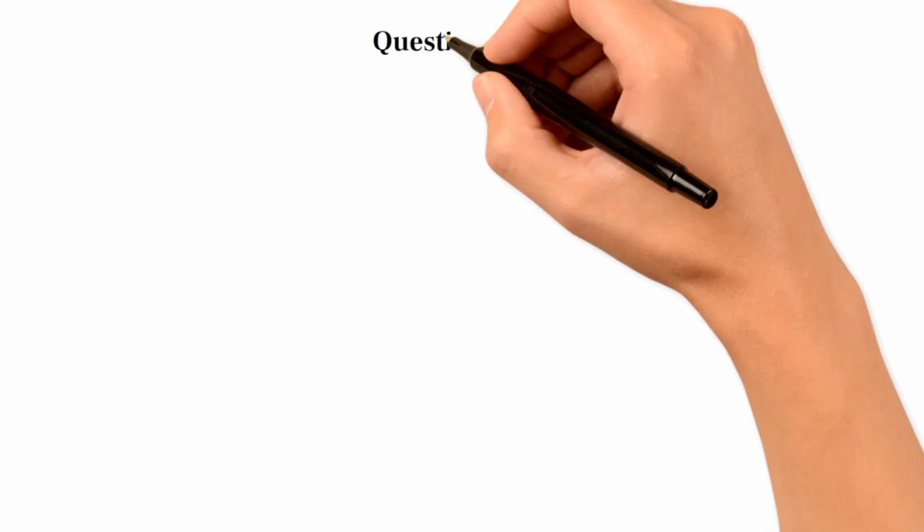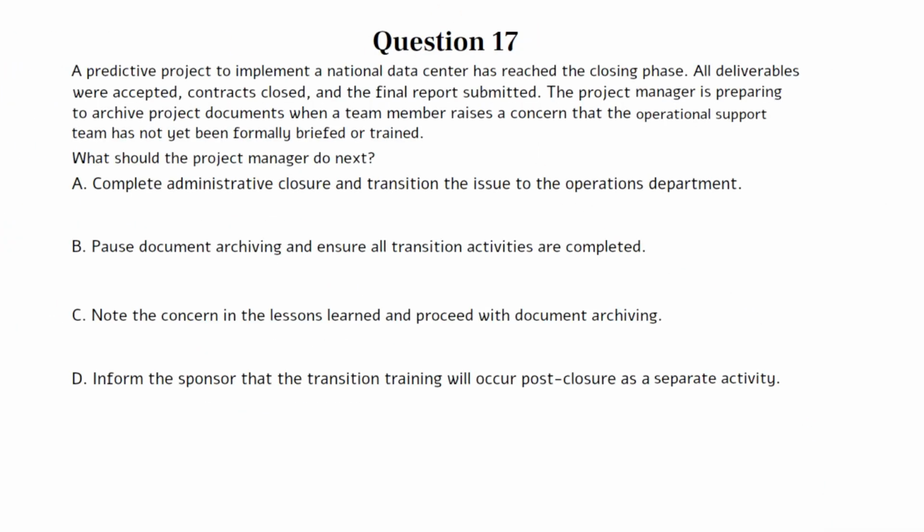Question 17. A predictive project to implement a national data center has reached the closing phase. All deliverables were accepted, contracts closed, and the final report submitted. The project manager is preparing to archive project documents when a team member raises a concern that the operational support team has not yet been formally briefed or trained. What should the project manager do next?